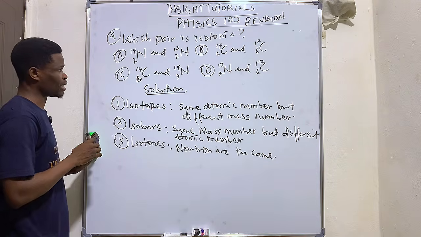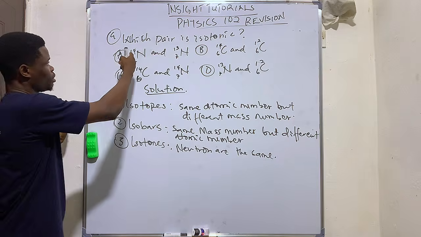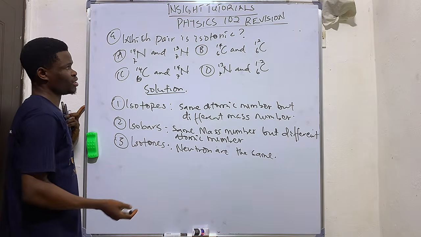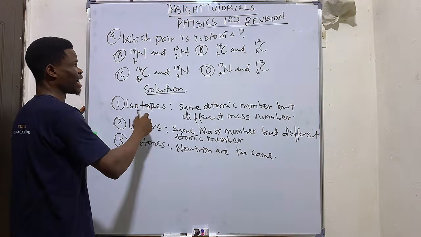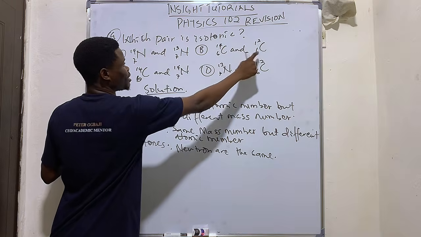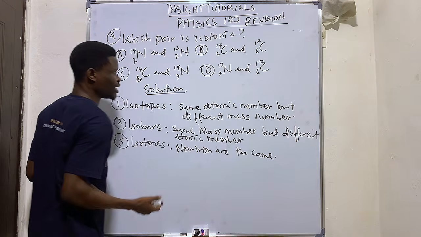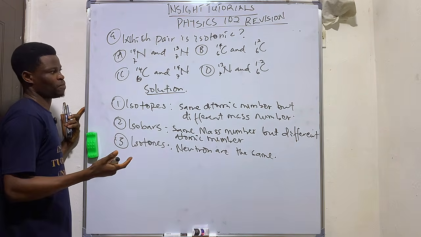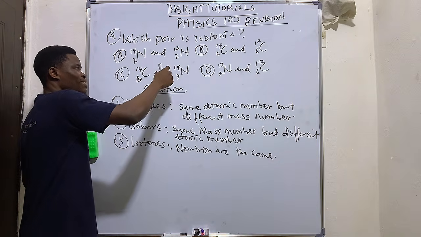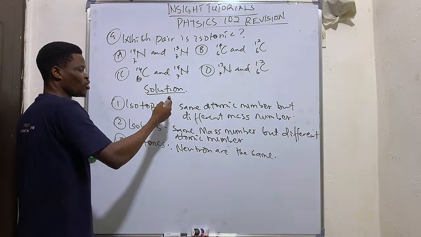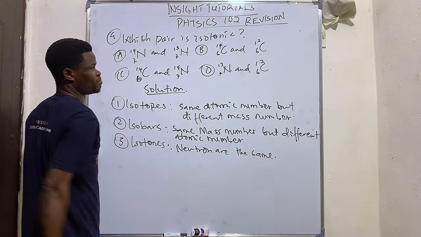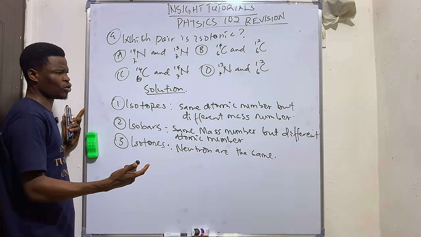So for us to be able to get that, looking at option A, it has the same atomic number but different mass number. Obviously, it is not isotonic. It's rather isotopic. Option B has the same atomic number again but different mass number. This is also isotopic, not isotonic. Option C has the same mass number but different atomic number. This is an isobar. And this perhaps is going to be the correct answer. How are we going to prove that?